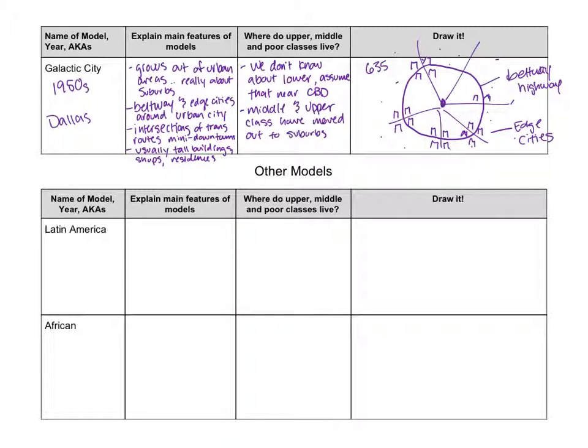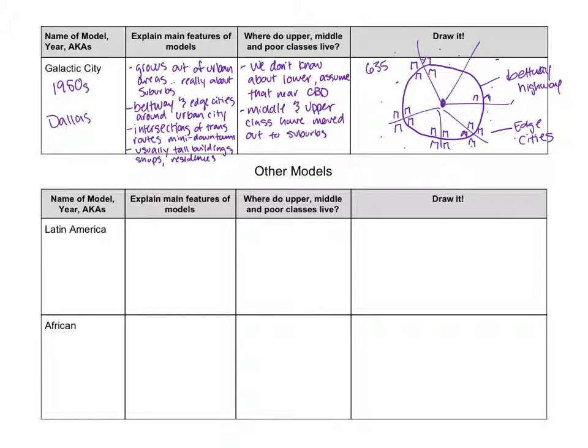But again, the model isn't super specific on where the different classes are living, but just think common sense, right? If people are moving out to the suburbs, that's probably going to be your middle class and your upper class, because they can afford it.